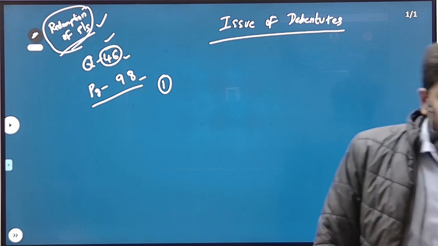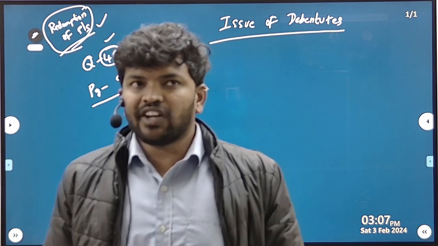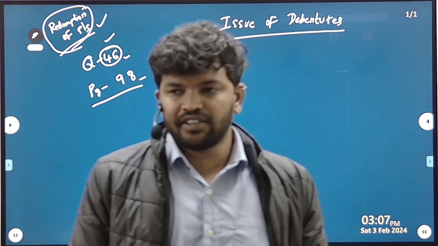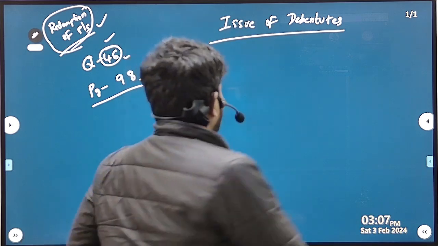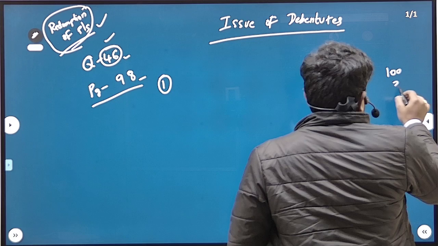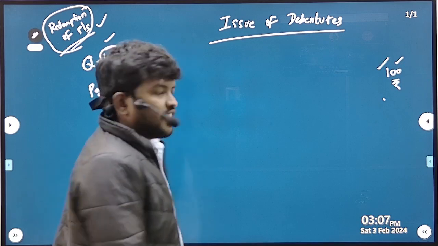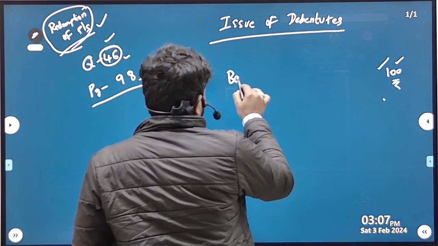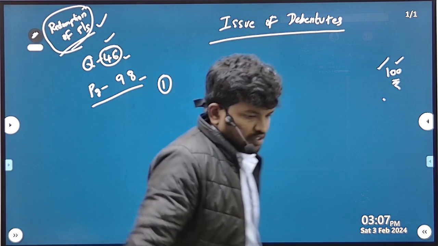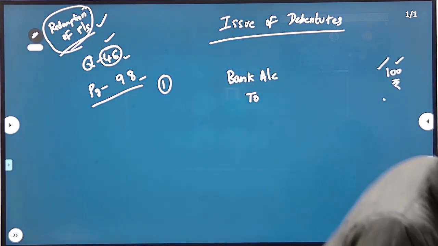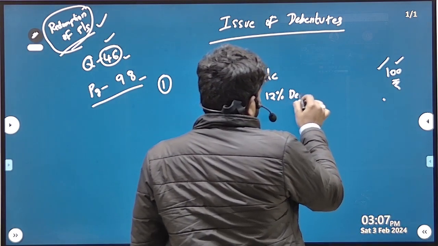What is the par value of a debenture? Par value or face value, nominal value, everything are same. What is the face value of debenture? 100 rupees. So issued at par, redeemable also at par. So when you issue, you will receive the cash, yes or no? So what is the entry? Bank account debit to debentures account. So what is this rate of interest here? 12%. 12% debentures account.